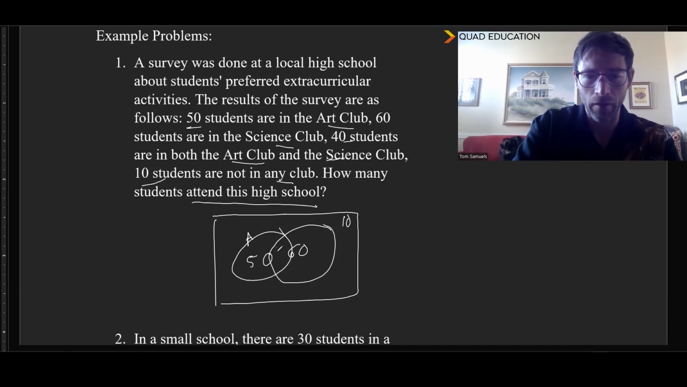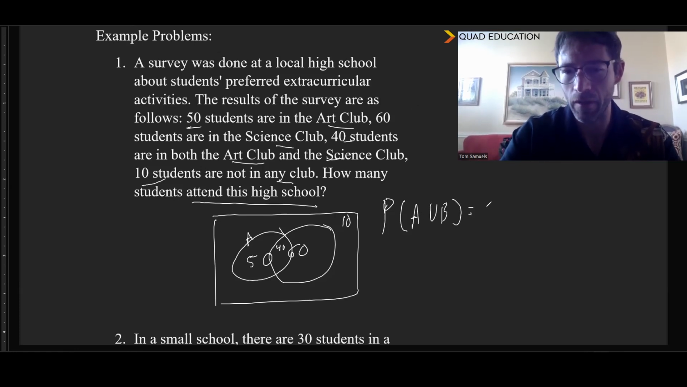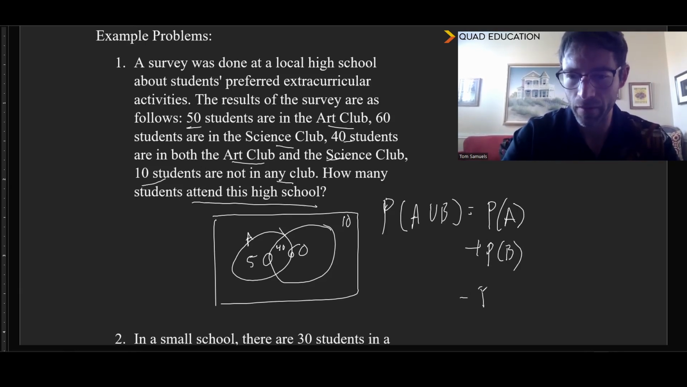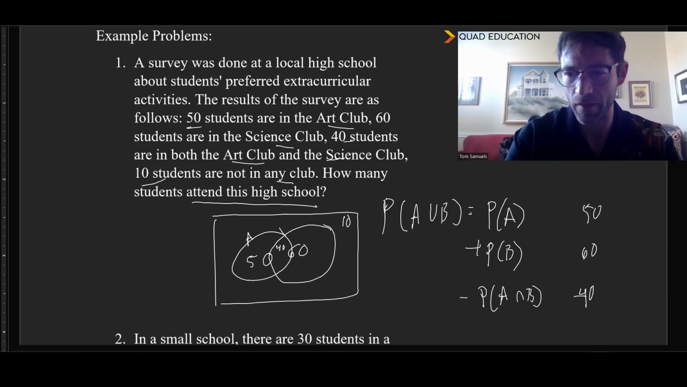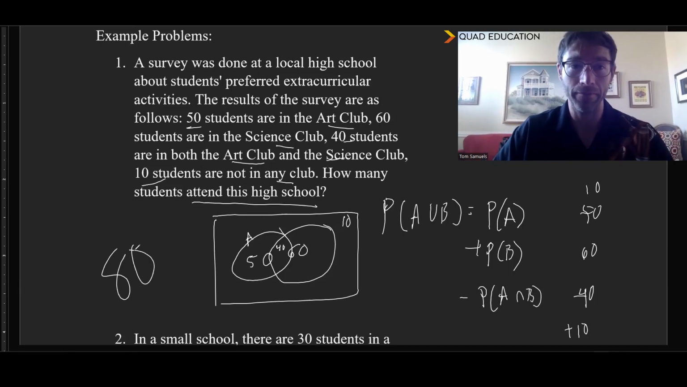And 40 in both. So if we want to use our equation, the probability of the union of the two is just going to be the first one plus the second one minus the intersect, which in this case is 50, 60, and 40. So that's just going to cancel out to 10. So we have 10, 10, and we're going to add our neither, which is going to leave us with 80 people in this tiny little high school altogether. Okay, moving on to our next one.